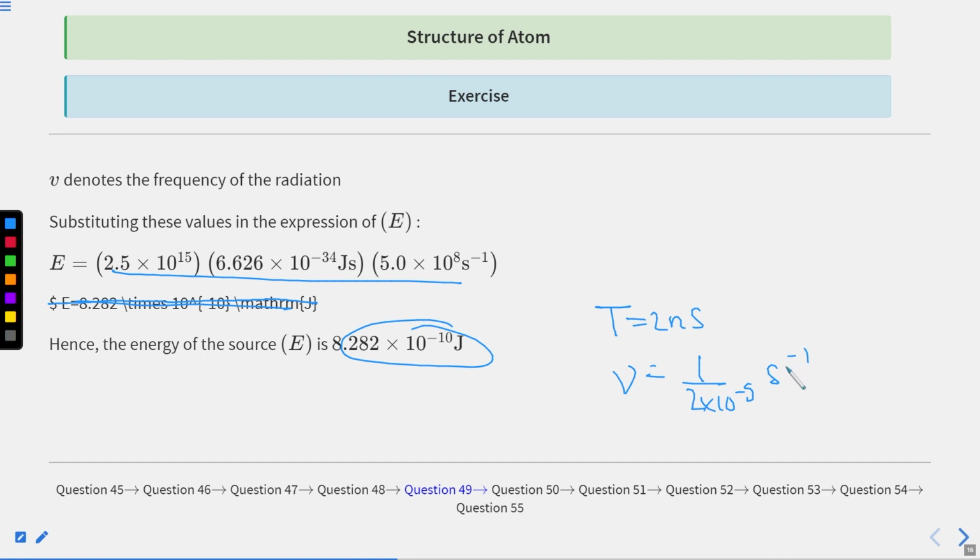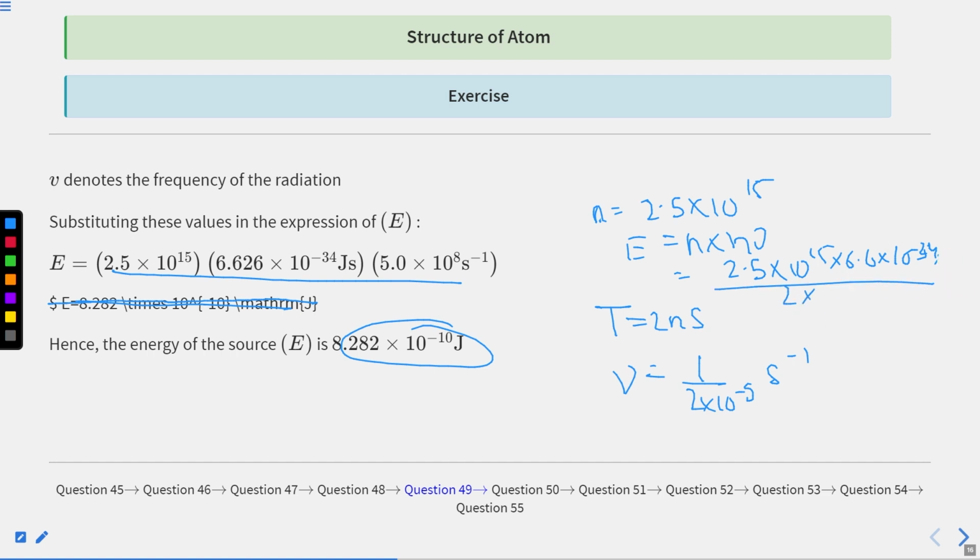Once we got our frequency, we have n such number of particles, and the value of n was given as 2.15 into 10 to the power 15. Therefore, energy is equal to nh nu, the number of particles into the energy of each particle. That would bring us to 2.15 into 10 to the power 15, 6.626 into 10 to the power minus 34, multiplied by, or sorry, divided by 2 into 10 to the power minus 9. So we will get our answer from here.